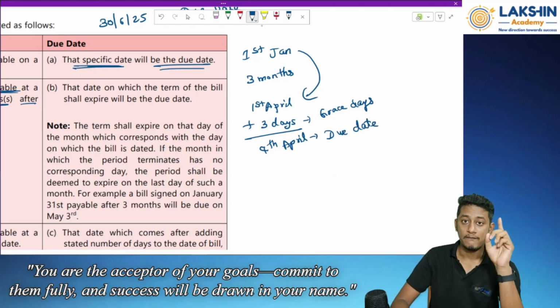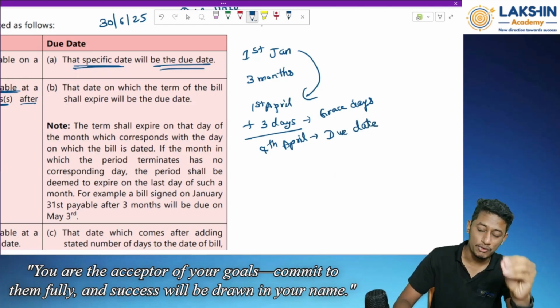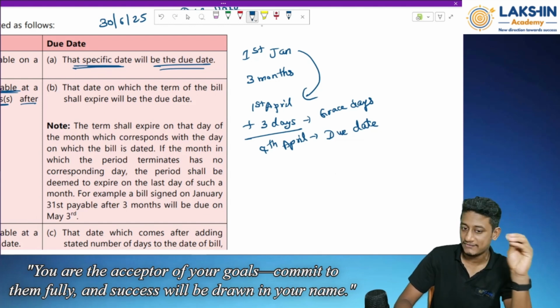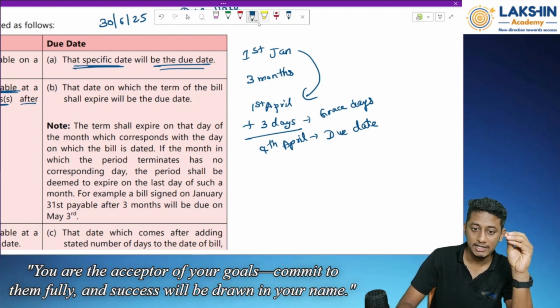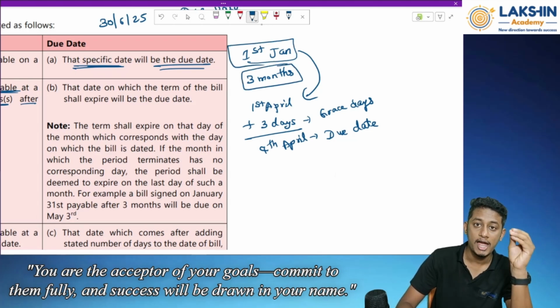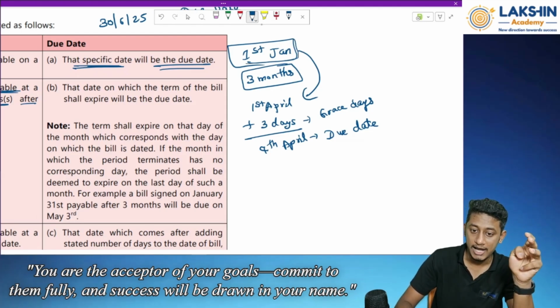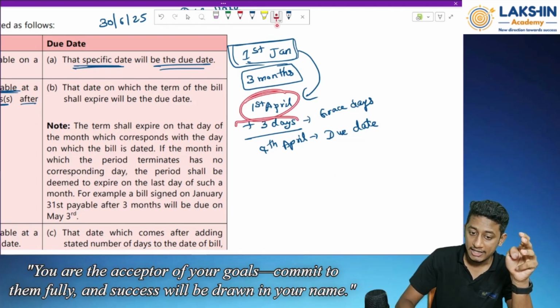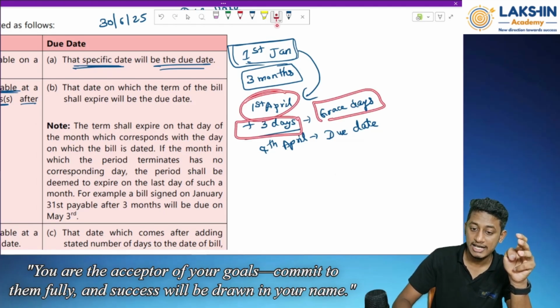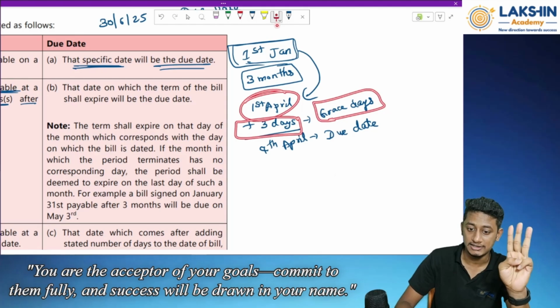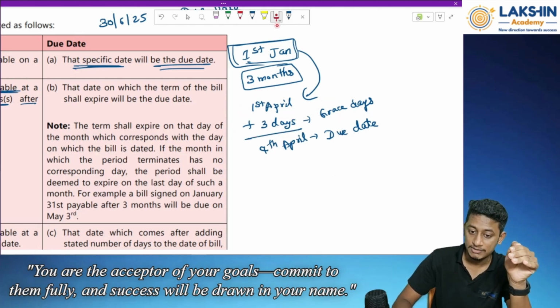Remember this, whenever number of months are given, in most of the questions, number of months will be given. Specified date has not been given till date, but remember this, always they will give you the first date of the creation and the number of months by which the bill is due. So now what you need to do is add 3 months to the beginning date. After this, add 3 extra days, which is called the grace period. Grace period of 3 days. So after 3 days, whichever date comes up will be the due date.